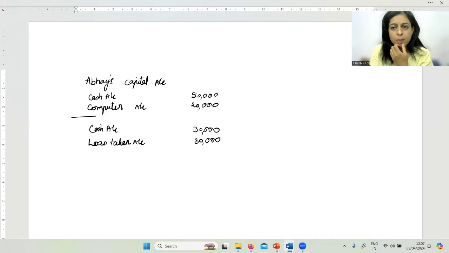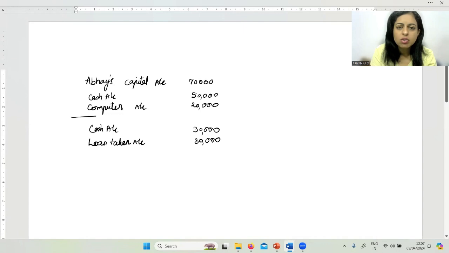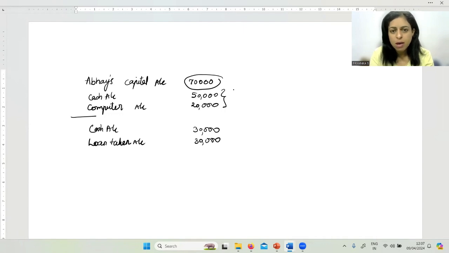Now in this first part of the transaction, if you see, capital which is brought in is 50,000 plus 20,000, 70,000, right? Basically combined together. This total will be of these two. So 70,000 will be Abhay's capital account. Now, if you have to write the different types of accounts, you'll say Abhay's account is personal account, cash account is real account, computer account is also real account, it's an asset. Then cash account here also is real account. Loan taken account is what? A name, right? Somebody gives you the loan. So it will be personal account, loan account, right?